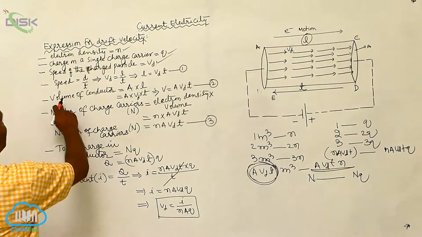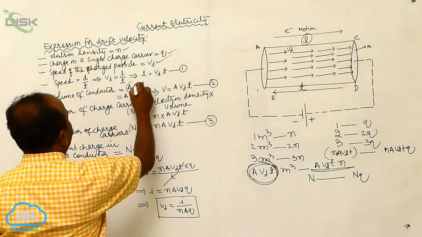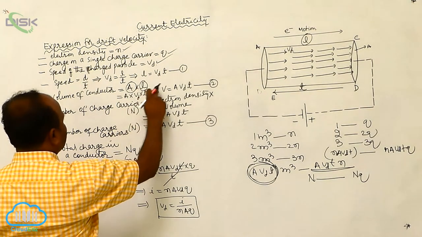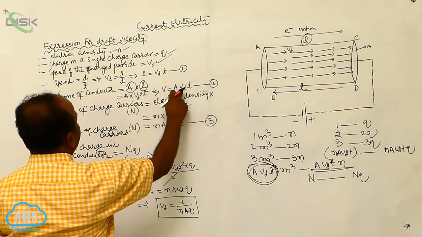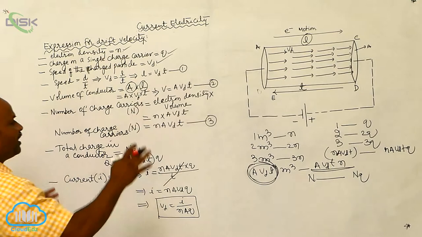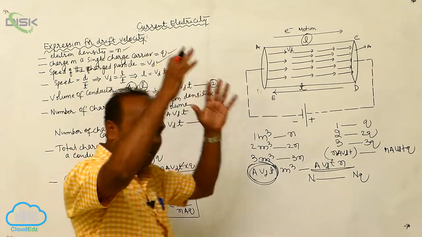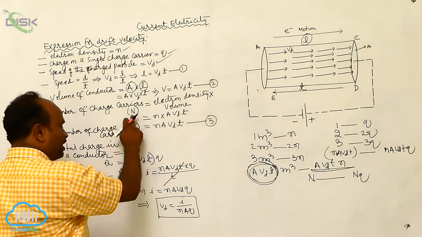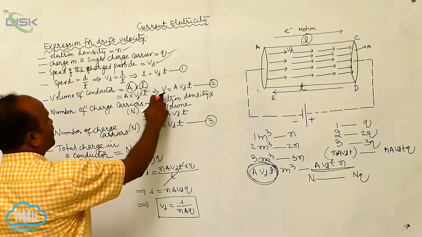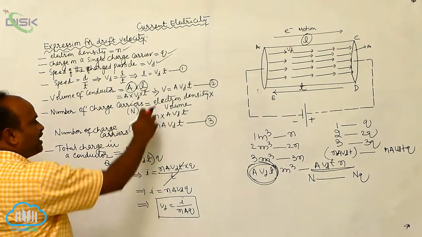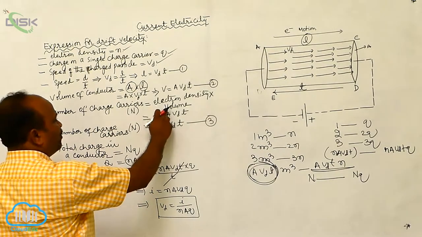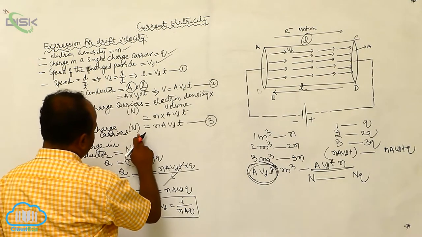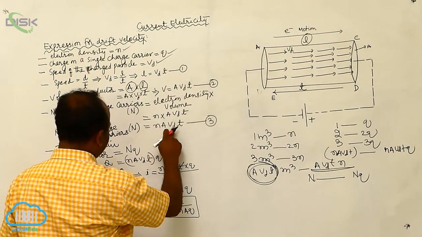Now, what is the volume of the conductor? Volume is equal to area into length. What is the area? A. What is the length of the conductor? Vd into T. So the volume of the conductor is A Vd T. Therefore, first of all, how many charge carriers are there? The number of charge carriers is equal to electron density into volume. What is the electron density? N. What is the volume? A Vd T. Therefore, the total number of charge carriers is N A Vd T.